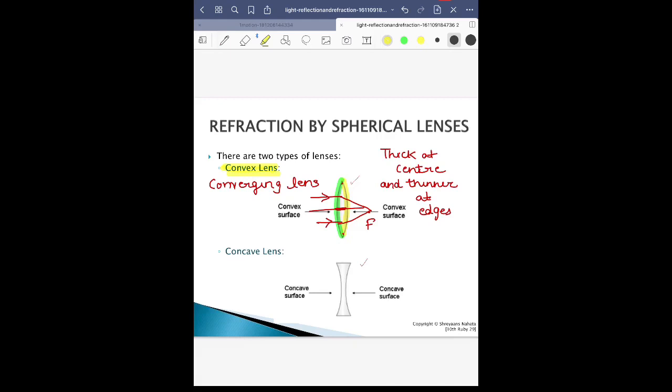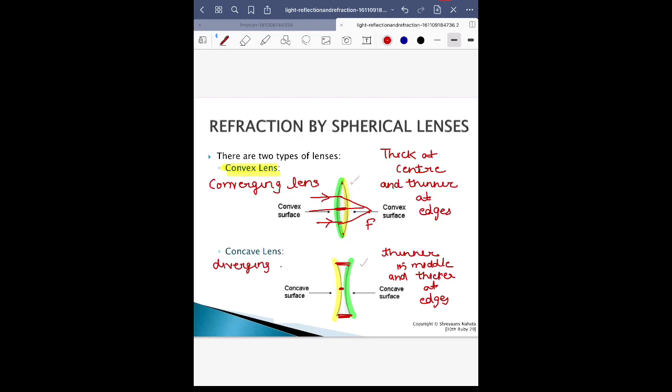The second lens is a concave lens. Concave lens, as you can see, is bound by two spherical mirrors. Which mirrors are we talking about? Concave mirrors. Okay, so here we have two concave mirrors. When they are joined, bound together, they result in the formation of a concave lens. A concave lens is the one which is thinner in the middle and thicker at the edges. Right, in the middle it is thinner as compared to the edges, it is thicker at the edges. It is also called a diverging lens.